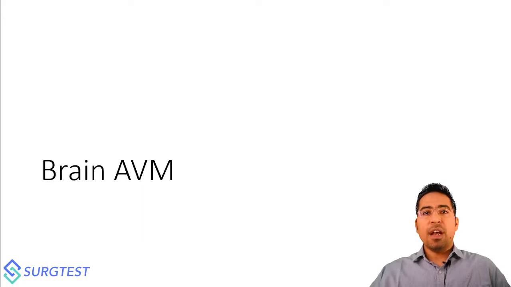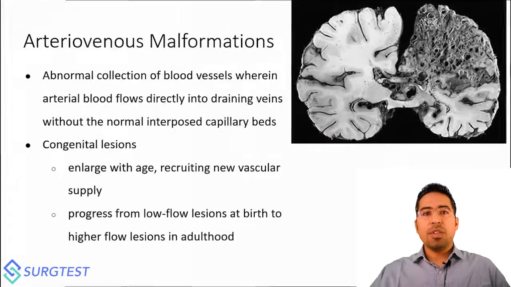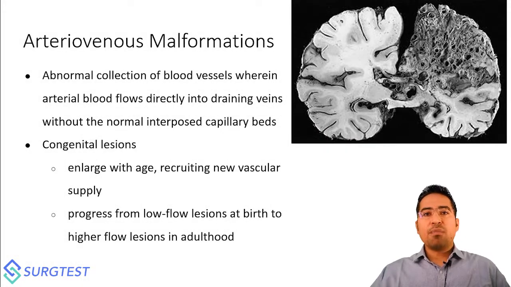What are they, and what do you need to know about them? How do you treat them? So let's go ahead. Arteriovenous malformation, as the name makes obvious, is an abnormal collection of blood vessels, wherein the arterial blood flows directly to the veins without any intervening capillaries. So there are no capillaries in between. Straight away the artery is draining into the vein. This is what an arteriovenous malformation of the brain is.